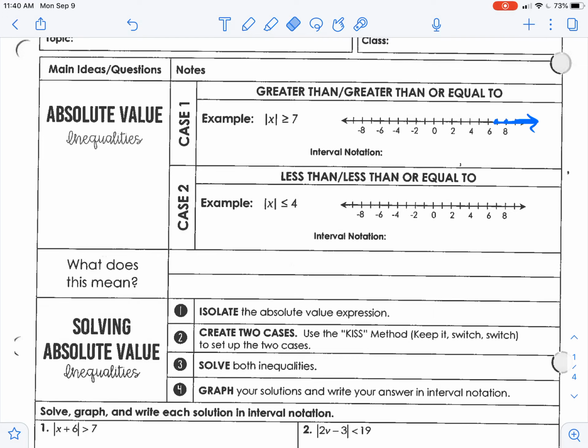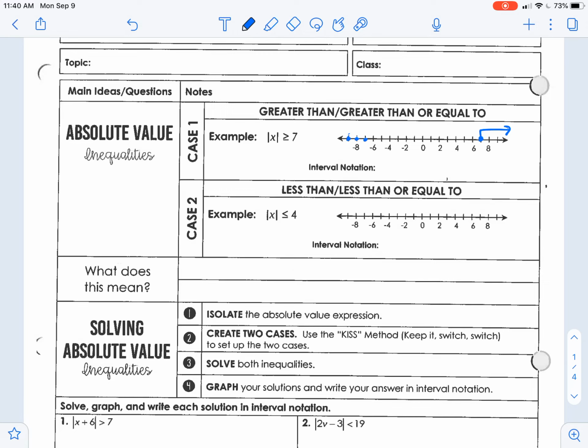Okay? So if I back up, not only would everything greater than 7 work, but I could also do a negative 7, because that would be 7, and a negative 8, which would be 8, and a negative 9, which would be greater than 7, because that would be 9. And so really what I have is two different sets of answers. I have everything greater than 7 and everything less than negative 7.